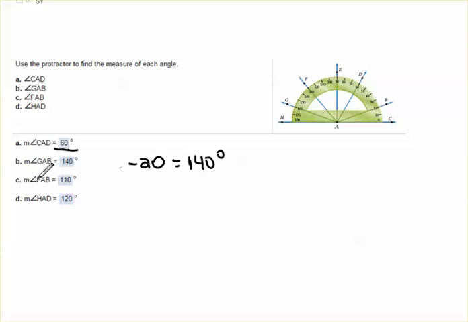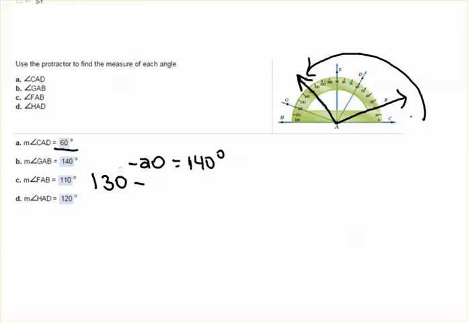This measurement is FAB. So here we go, FAB. Here we're going to have the exact same thing. We're going to have to figure out what it is all the way over to here, which looks like it's about 130 degrees.